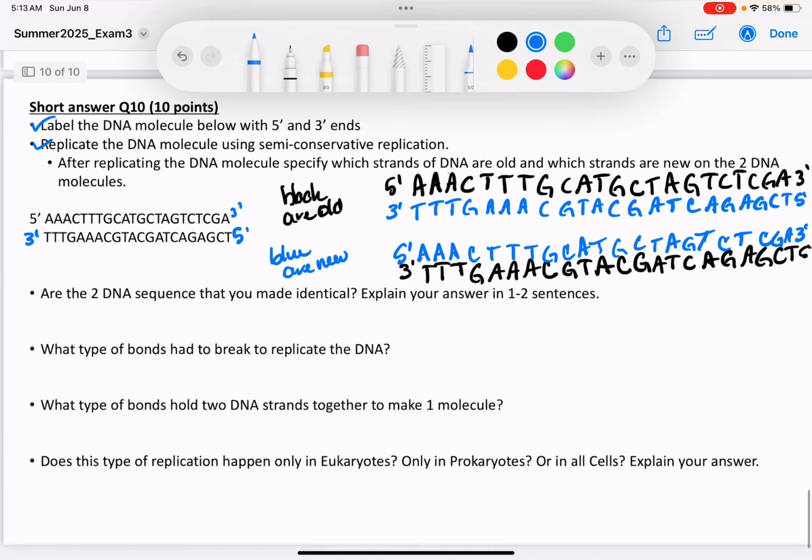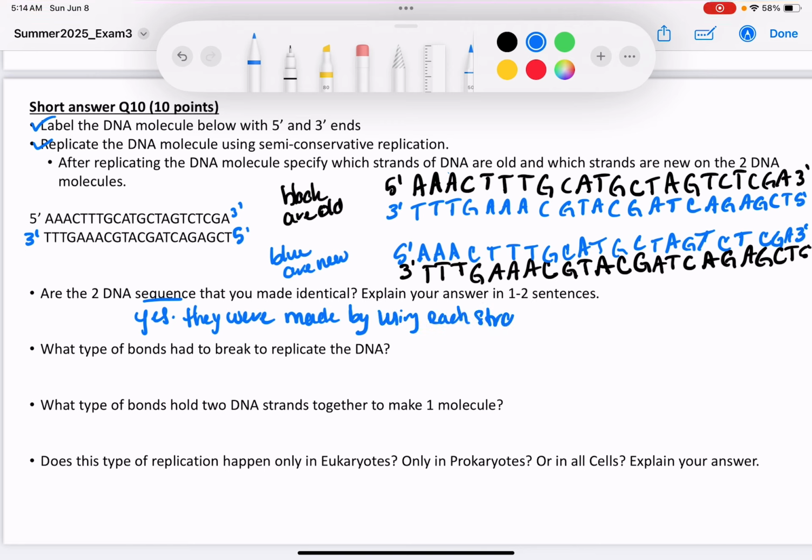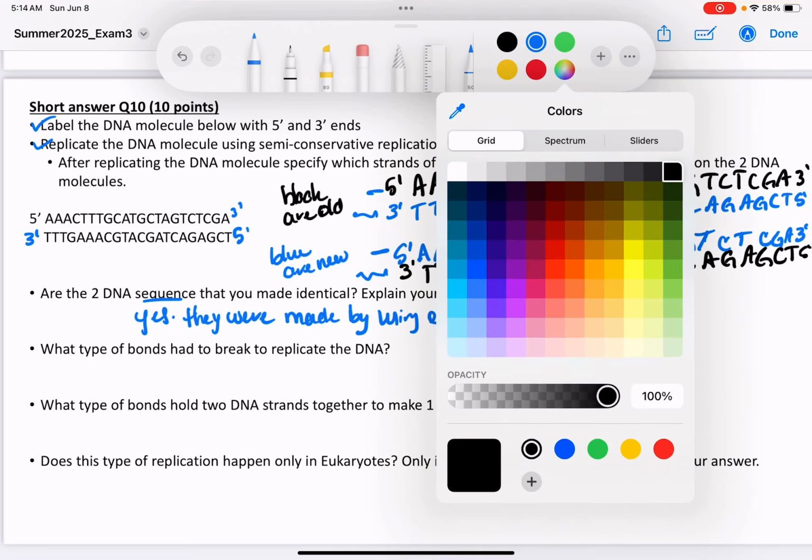So are the two DNA sequences, just the sequences themselves, identical? Yes. They were made by using each strand as a template. So this old strand matches this new strand, and this new strand matches that old strand, right? If you look at them, they're going to be those exact same sequences put together.